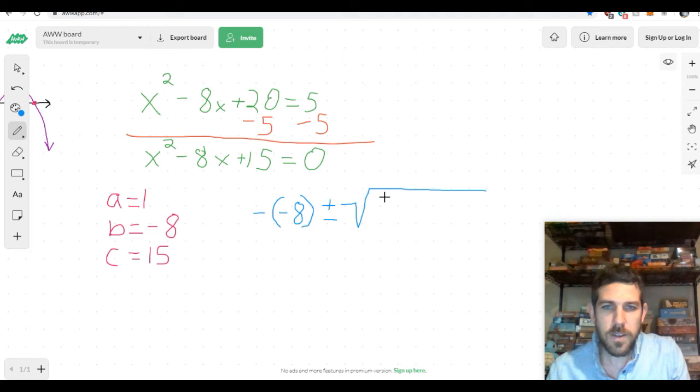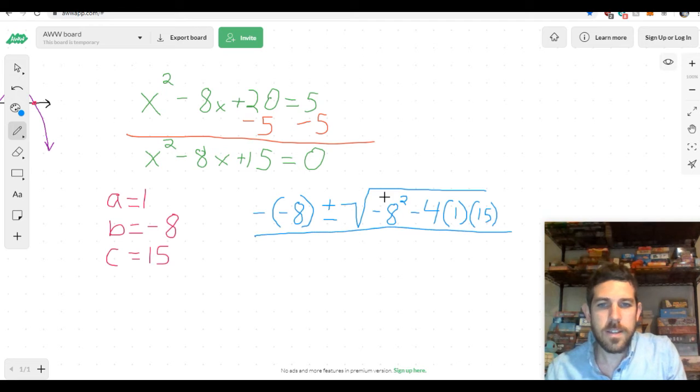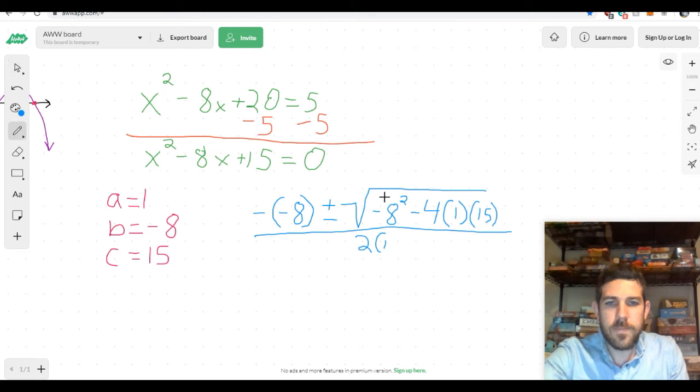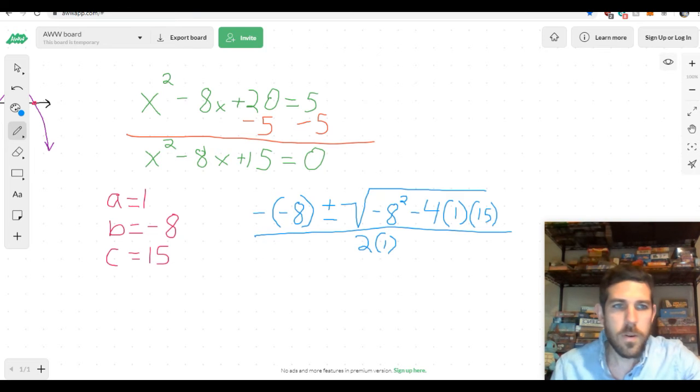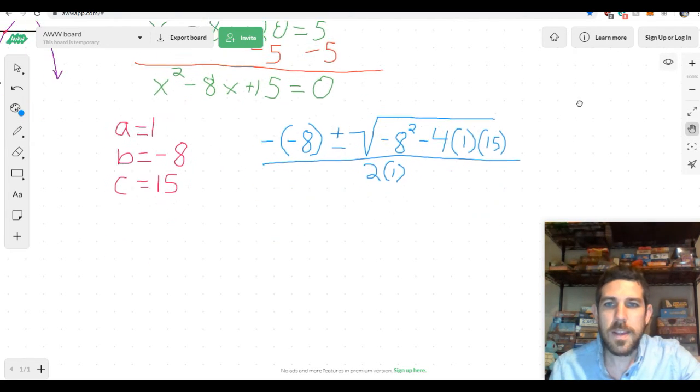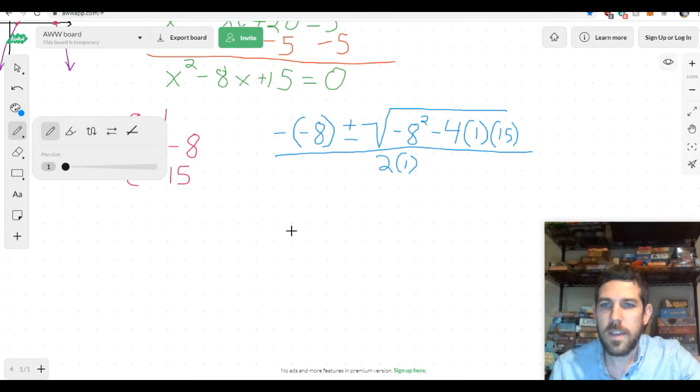B squared, so -8 squared, minus 4ac, so minus 4 times a, in this case a was 1, c was 15, and all of it's going to get divided by 2a, in this case 2 times 1. Oops. All right, let's go ahead and go through our order of operations to see what the answer to this quadratic equation is.